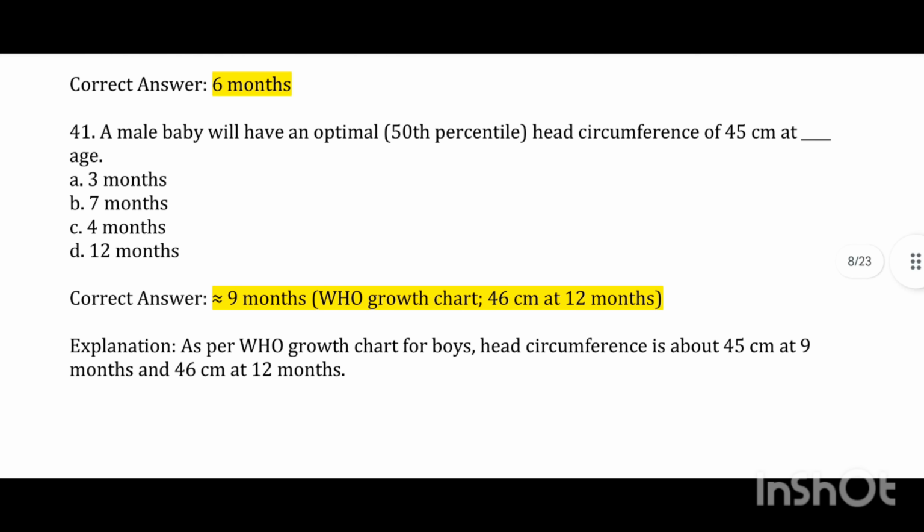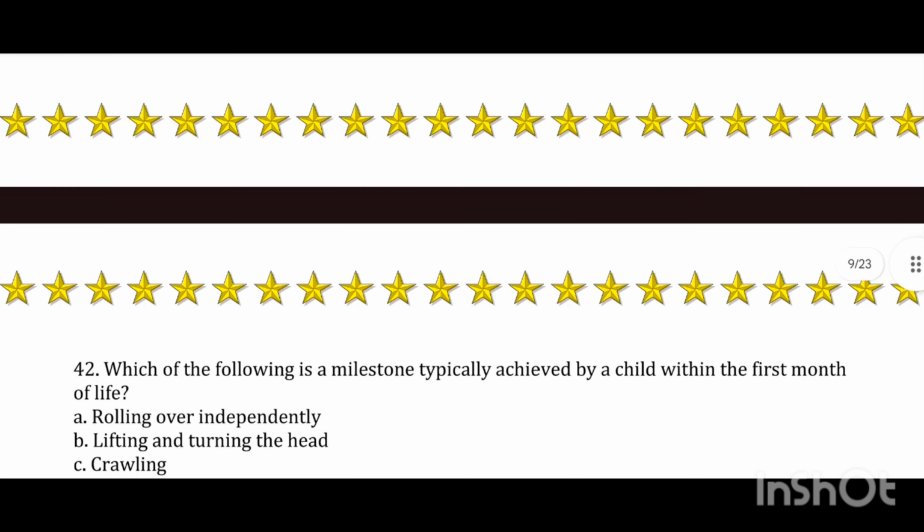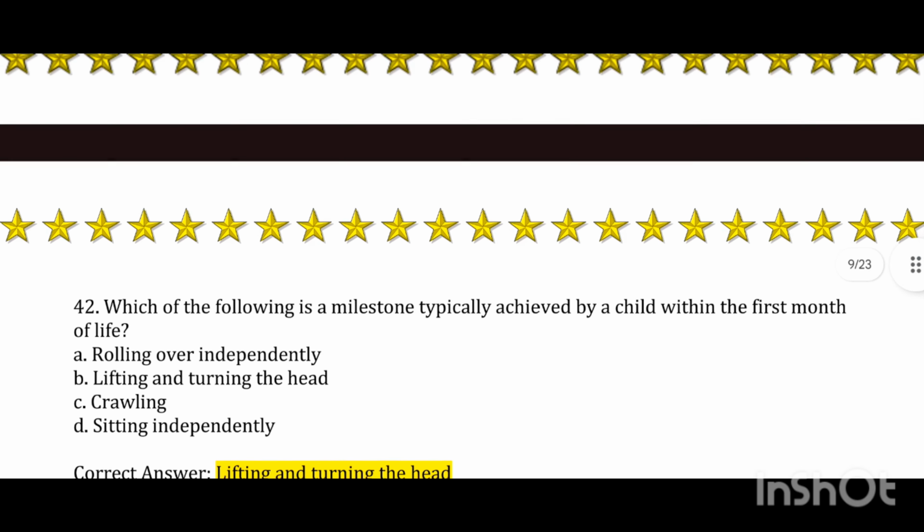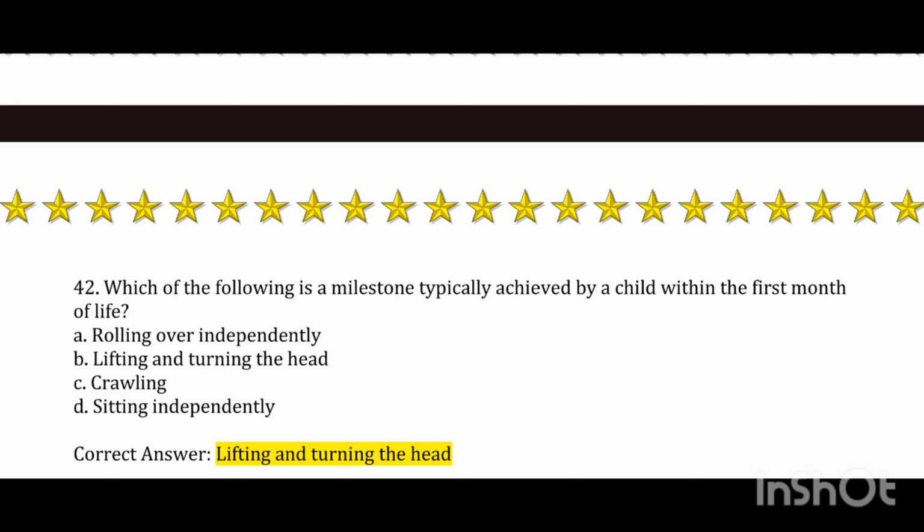Then coming to question number 42. Which of the following is a milestone typically achieved by a child within the first month of life? Options are rolling over independently, lifting and turning the head, crawling, and sitting independently. The correct answer is lifting and turning the head. The child can lift and turn the head in the first month of life.